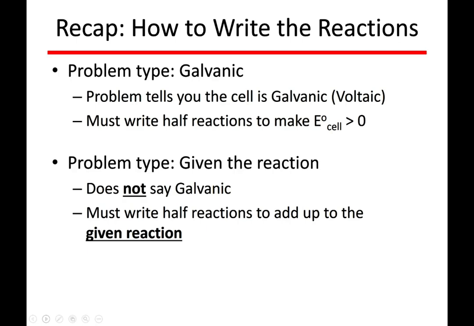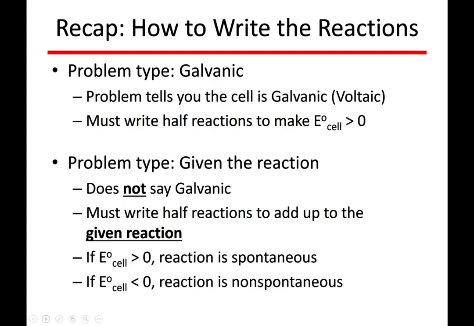You're predicting whether this reaction is spontaneous or not by then looking at the value of the standard cell potential. If it's positive, then the reaction is spontaneous. And if it's negative, then the reaction is non-spontaneous. So those are the two different problem types, and they're distinguished by the way that the problem is worded. So when you have a problem that involves a galvanic cell, the problem will include that word, or it'll say voltaic. And if the problem does not involve a galvanic cell and you have to predict if the reaction is spontaneous or not, then the problem will tell you in some way what the reaction is that they're asking you to study.